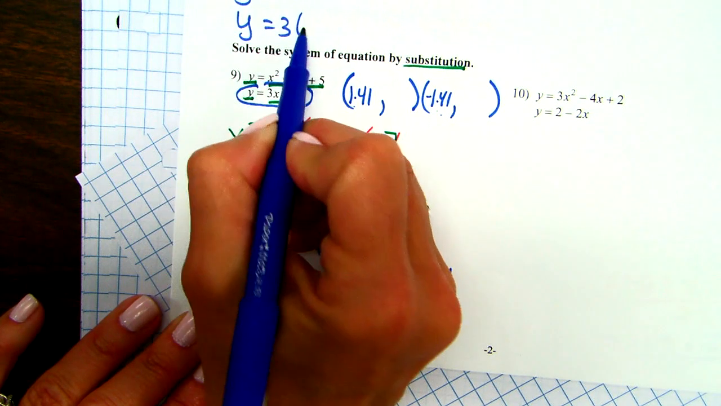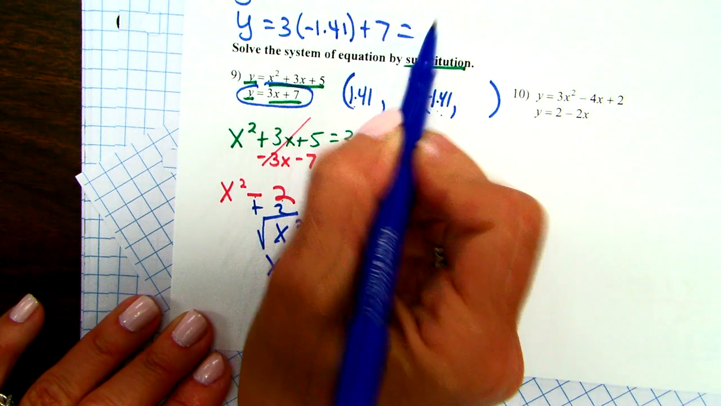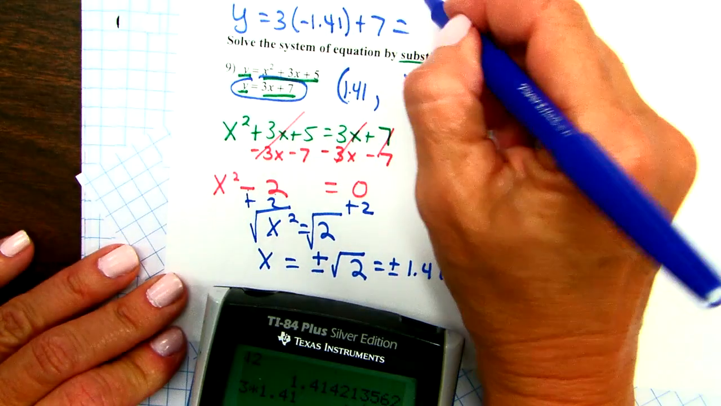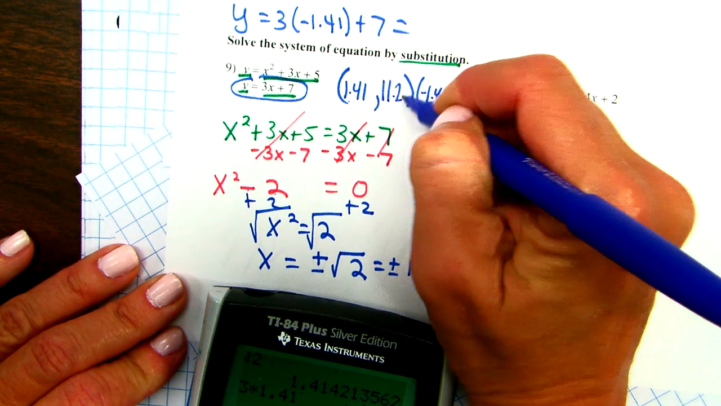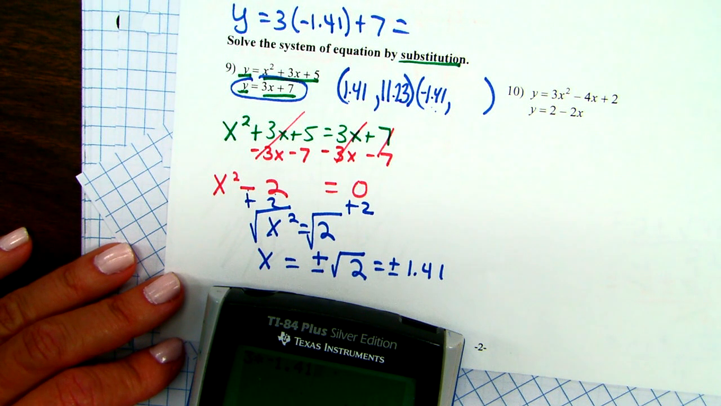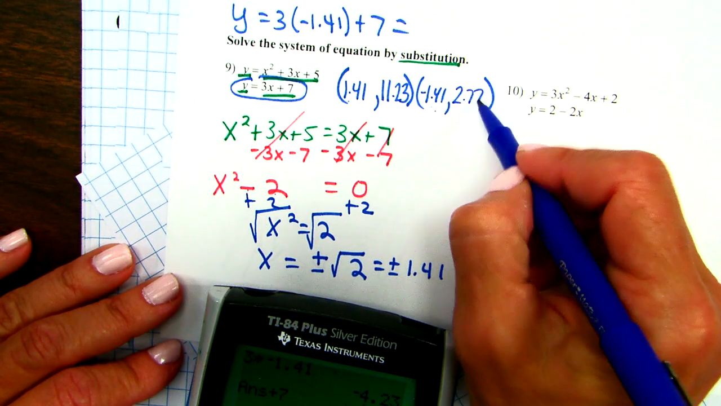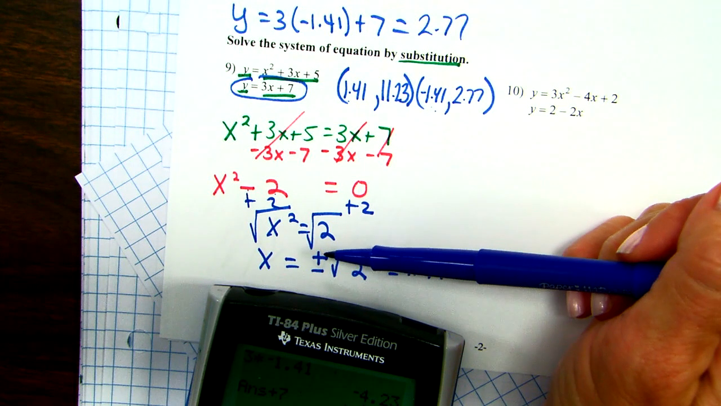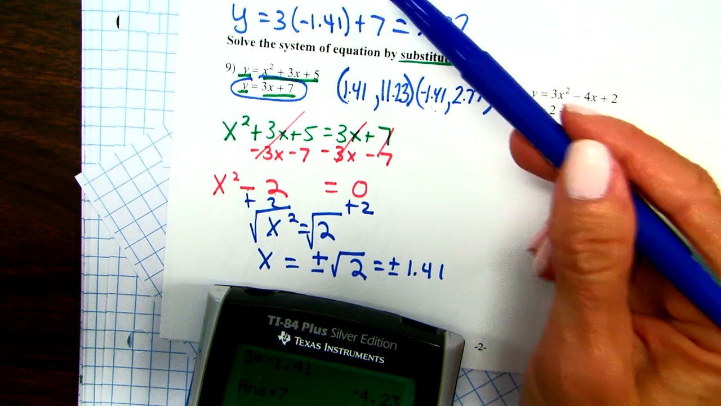And I'll do it with a negative. And I'm just going to do it in my calculator. And that'll give me my 2 y values. So 3 times 1.41 plus 7 is 11.23. And 3 times negative 1.41 plus 7 is 2.77. Okay, so don't let the fact that it's a radical bother you. Change it to a decimal and just plug in like you would any other x value.